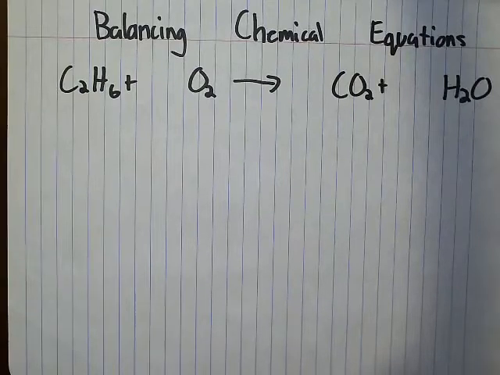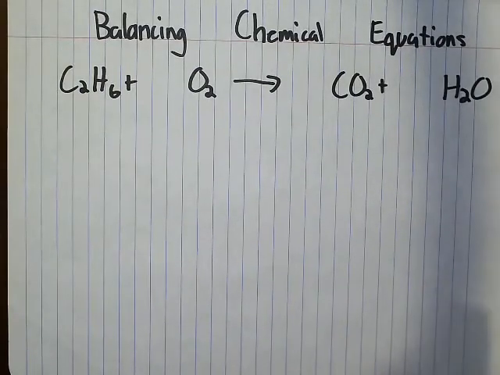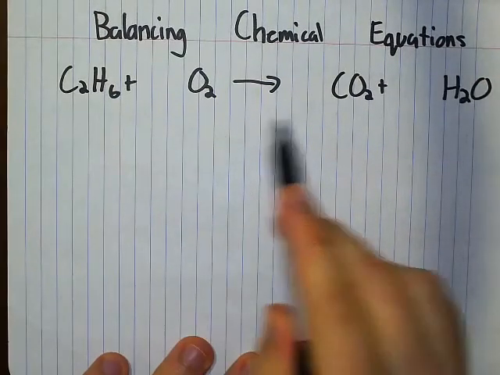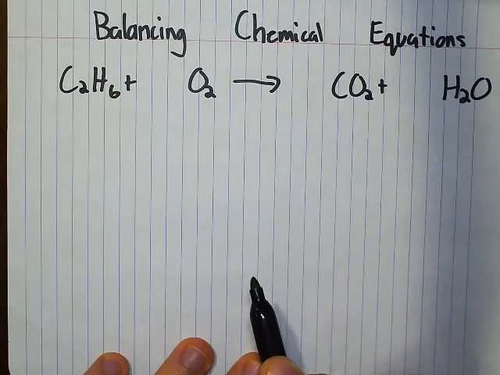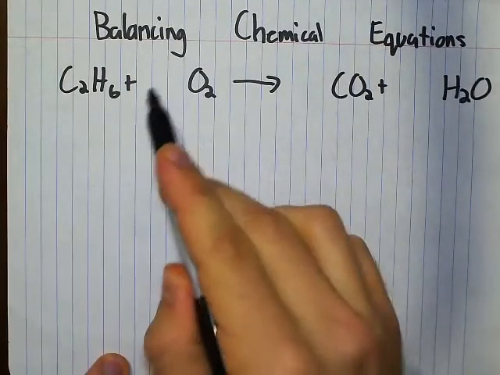Hey class, in this video I'm going to go over a couple of examples for how to balance a chemical equation and then some tips and tricks for how to make the job a little bit easier. So, I've got an unbalanced chemical equation right here. We can tell it's unbalanced because I do not have any coefficients present.